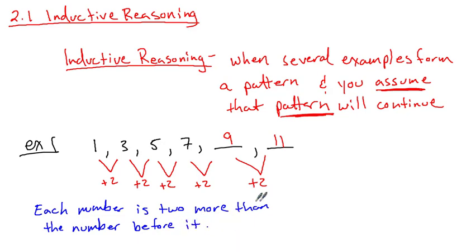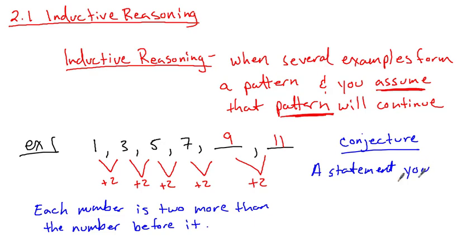Okay, so this statement that I wrote here, this is called something. This is a word we need to learn. This is a conjecture. A conjecture is a statement you believe to be true based on inductive reasoning.